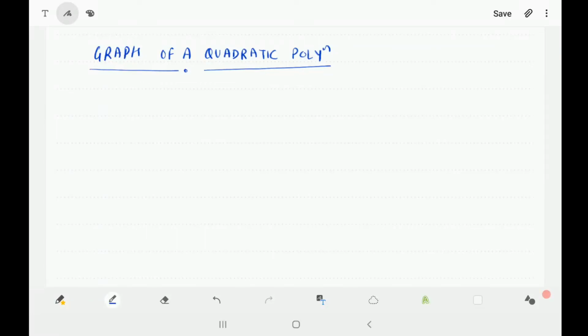In this video, we'll be discussing the topic graph of a quadratic polynomial and the maximum and minimum values of a quadratic polynomial. The quadratic polynomial is defined as ax square plus bx plus c, where a is not equal to 0. The graph of this quadratic polynomial is parabola in shape. We call it a parabola because it is expressed in the form of y as a function of x. So it is either upwards or downwards.